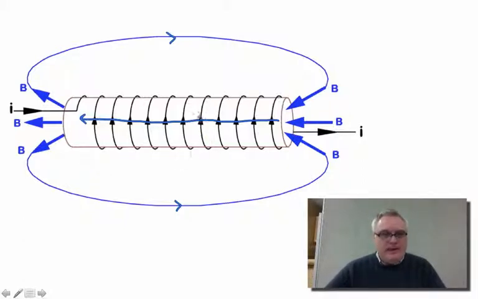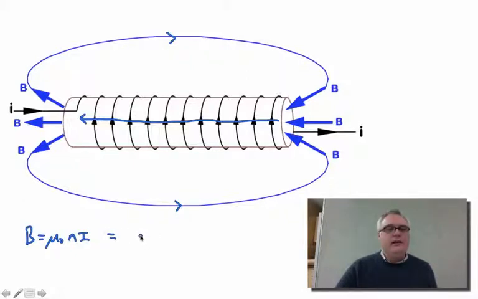So how do we determine the magnitude of this magnetic field? Well, we have an equation for the magnetic field in a solenoid, and there are two different forms of the equation. If you look on the formula sheet, it's mu naught times n times I, or mu naught times capital N over L times I. So obviously lowercase n is equal to capital N divided by L.